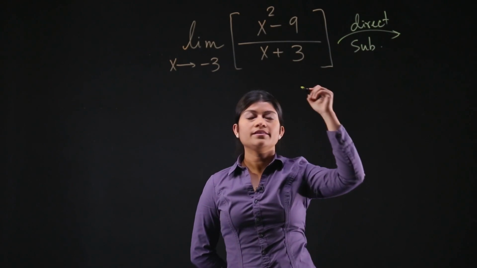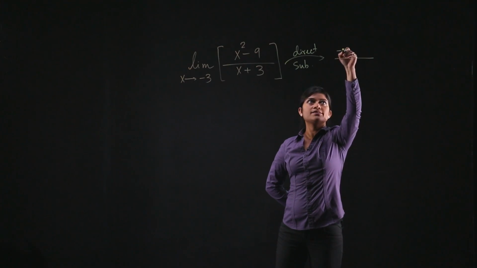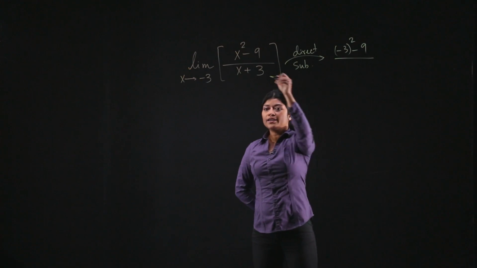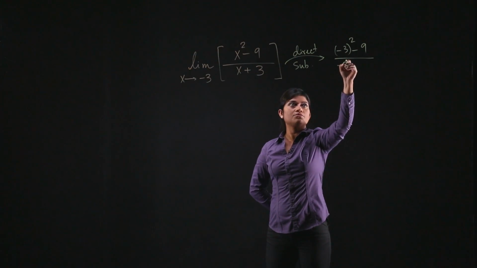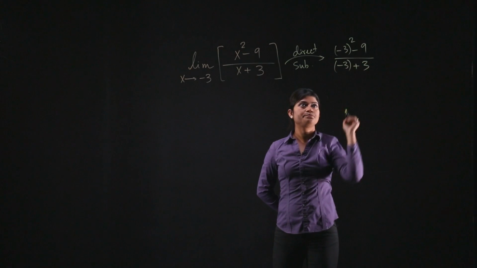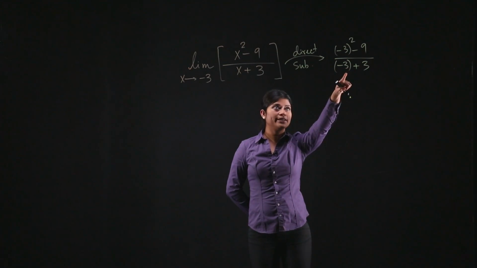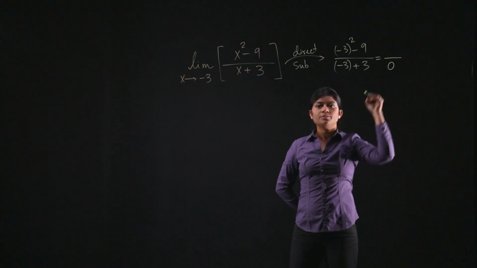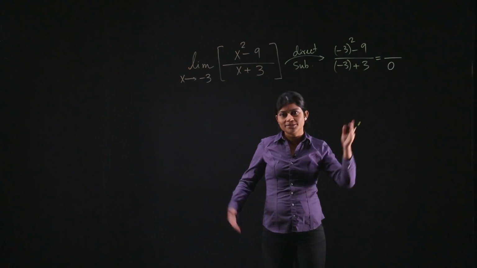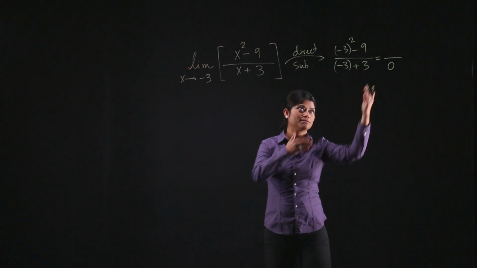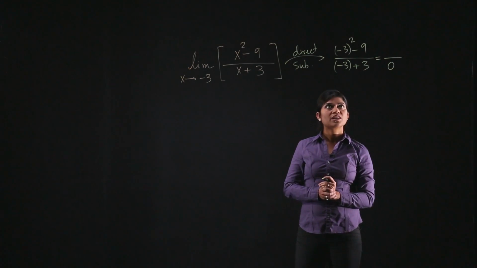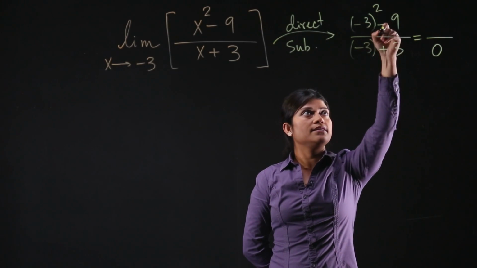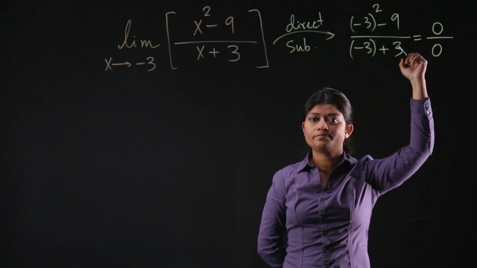Okay, so plug in -3 for x. So in the numerator, you have (-3) squared minus 9, and in the denominator, you have -3 plus 3. Notice right away that there is a problem because the denominator is becoming 0. And we know that we won't get a number that way, right? Something divided by 0 does not exist. But also notice that the numerator, this is 9, minus 9, is also 0.